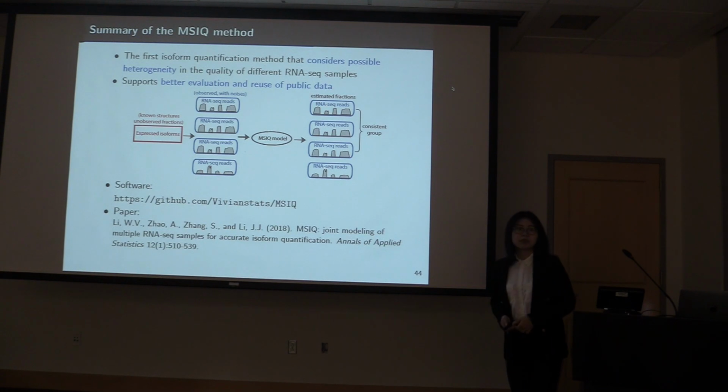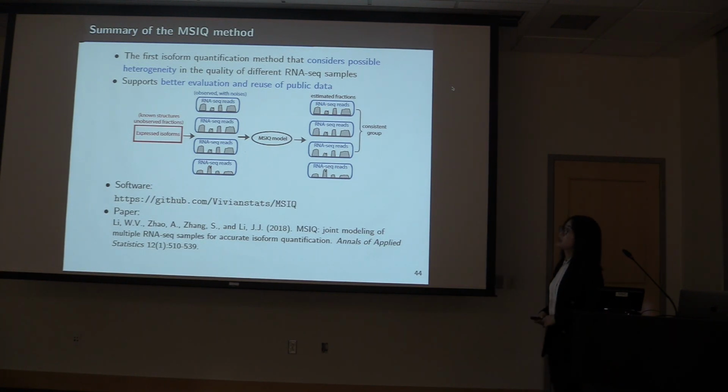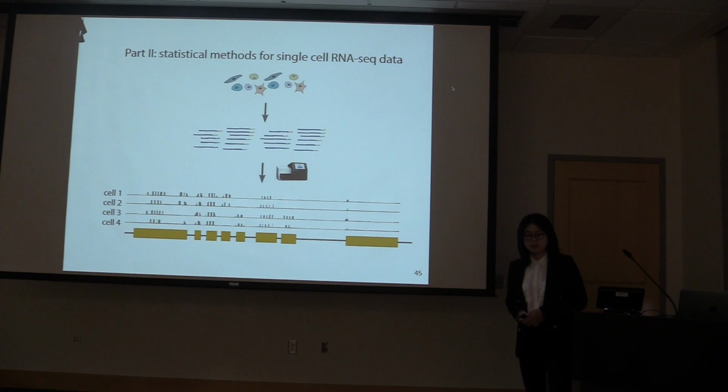As a summary of the MIS-IQ method, this is the first isoform quantification method that tries to consider the possible heterogeneity in RNA-seq datasets. And by modeling the sample consistency, MIS-IQ can support better evaluation and reuse of public RNA-seq datasets. And it's also implemented as an R package for public application. And this concludes the first part of this talk.